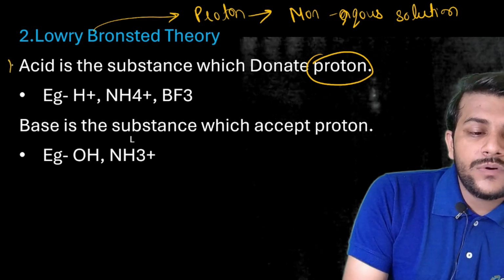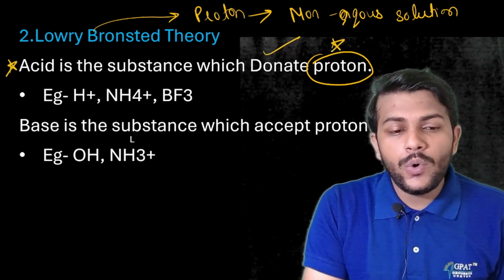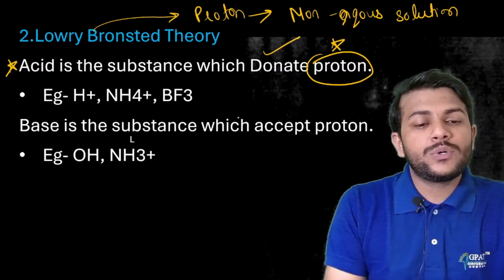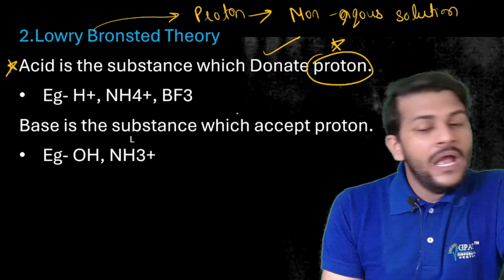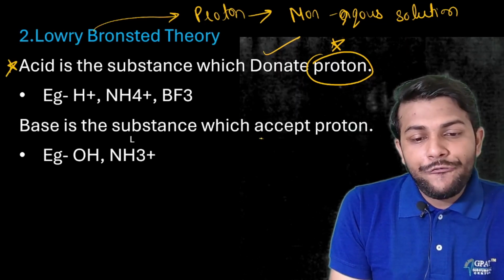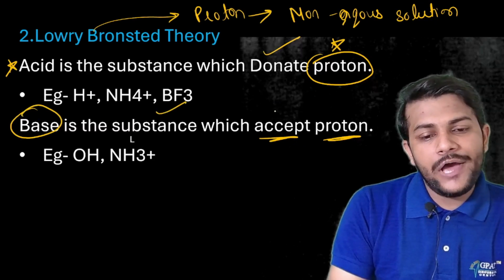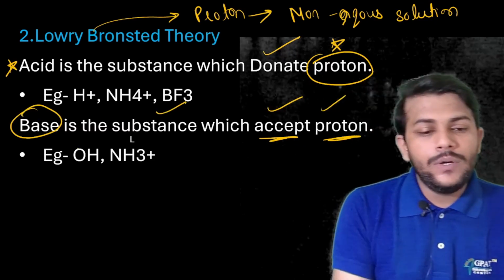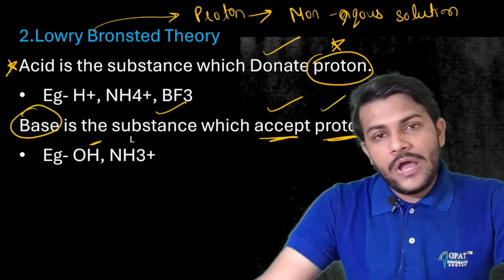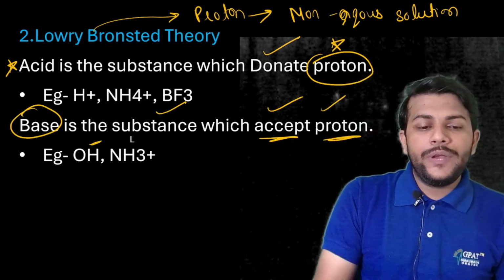According to Bronsted, an acid is a substance that can donate a proton, like H positive, NH4 positive, BF3. These are the protons that are donated by the acid. And bases are the substances which accept the proton, like OH negative and NH3. So a base is the substance which accepts the proton, whereas acids are the substances which can donate the proton.